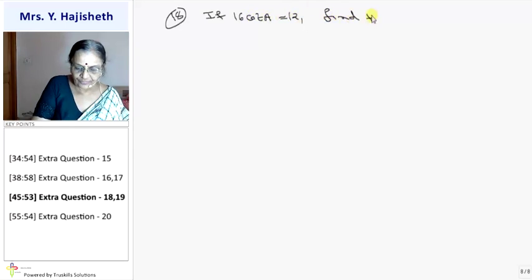If 16 cot A is equal to 12, find the value of sin A plus cos A upon sin A minus cos A.